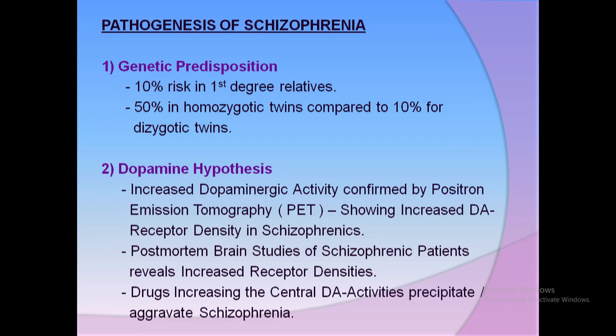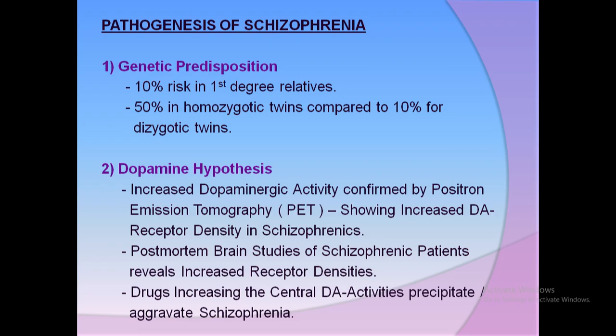Now coming to the pathogenesis of schizophrenia. There are so many pathogenetic factors. First being genetic predisposition, 10% risk in first degree relatives, while 50% in homozygotic twins compared to 10% for dizygotic twins. Next point, dopamine hypothesis.